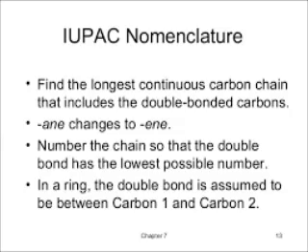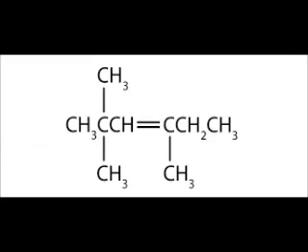The first one will be ethyl because it has 2 carbons. The second one will be methyl because it has 1. The third one will be methyl because it has 1. And the fourth one will be ethyl because it has 2 carbons. Then to start naming them, you need to order by alphabetical order. So we're going to start with ethyl because it starts with an E.